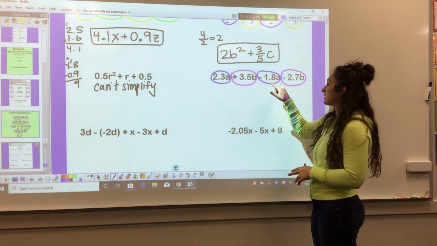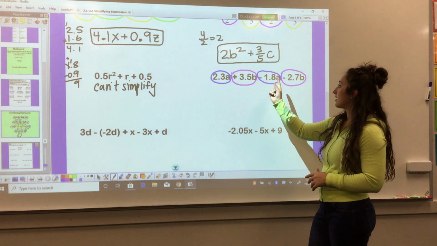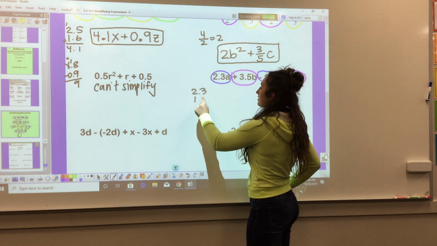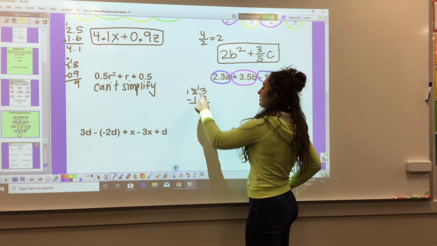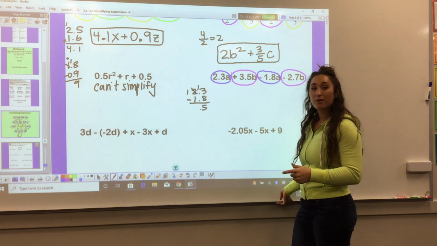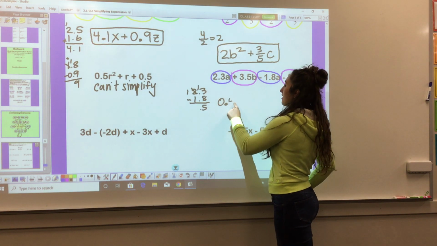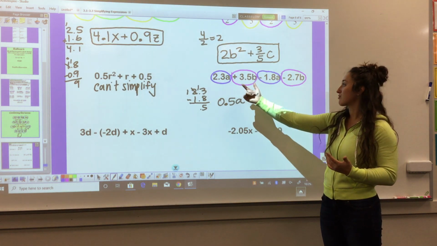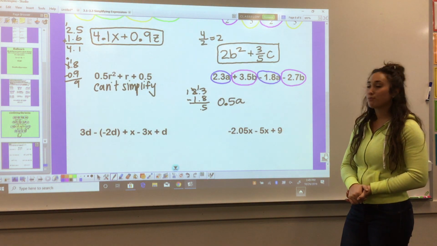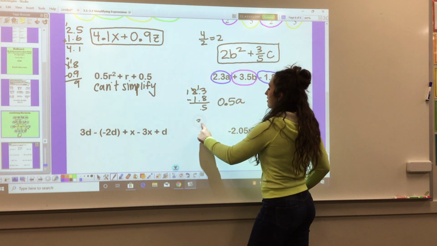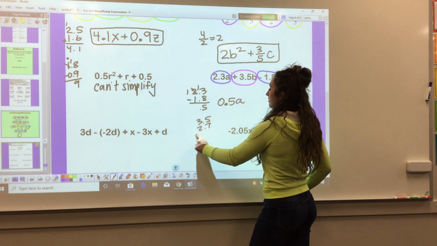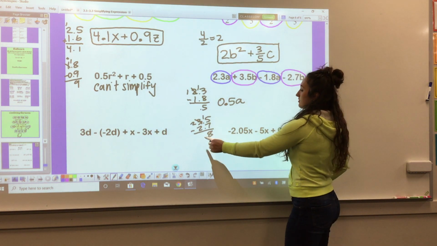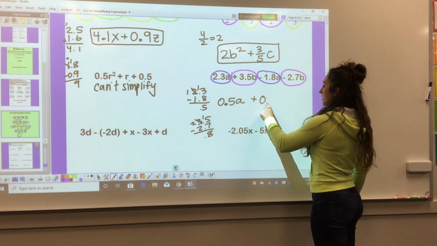But here, let's do a's first. 2.3 plus negative 1.8, those are different signs, so I'm going to subtract those over here. That's 0.5, so you get 0.5a. And then the b terms, there's also different signs. 3.5 plus negative 2.7, so I'll subtract those as well. And you get 0.8 there. So 0.5a plus 0.8b.